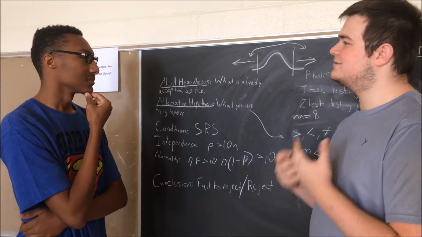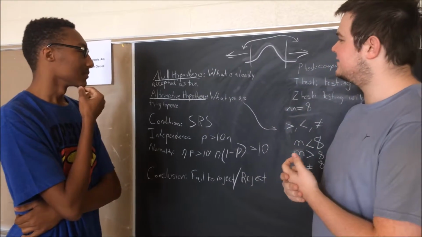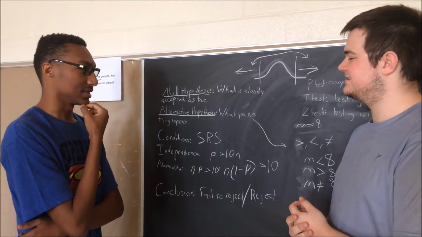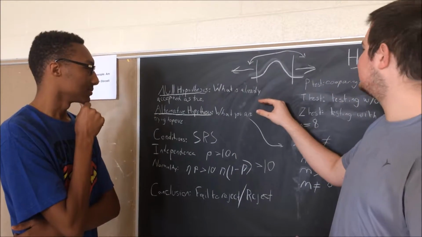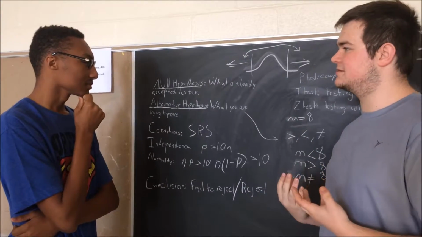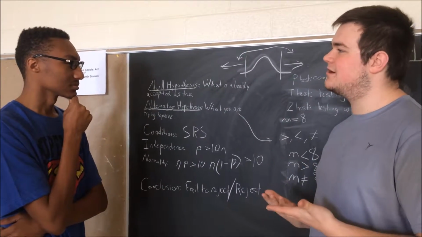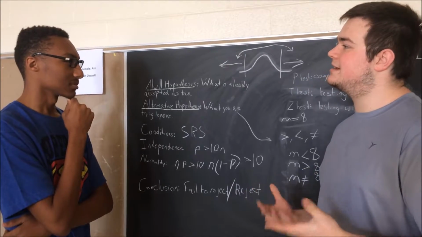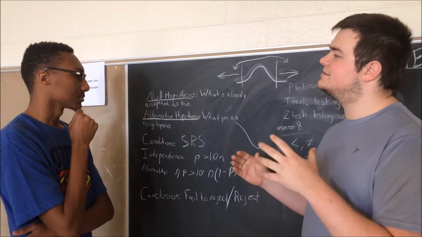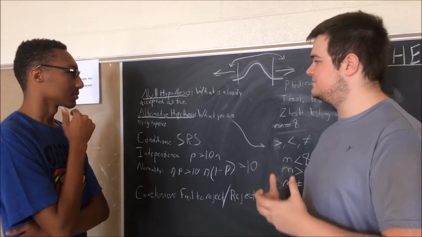So, Sakeem, I was really curious, do you know what a null hypothesis is? I do not know what a null hypothesis is. Okay, so a null hypothesis is the first part of the hypothesis test. This is stating what's already accepted as true. This is what the population already accepts. Sometimes it's written as p is equal to 0, mu is equal to 0. It's what we already can expect.